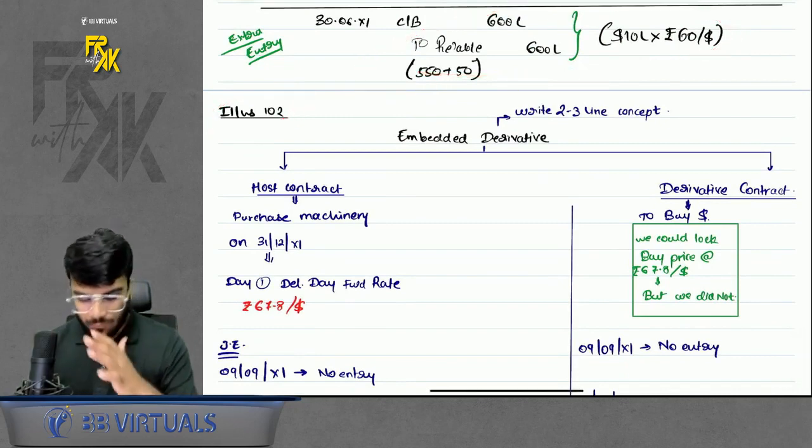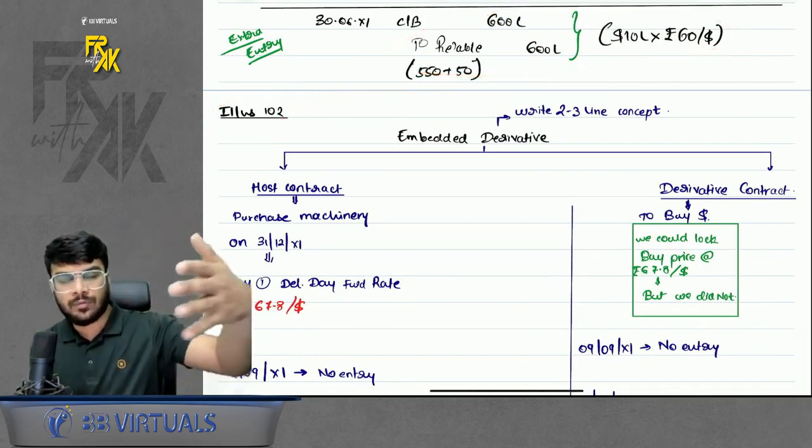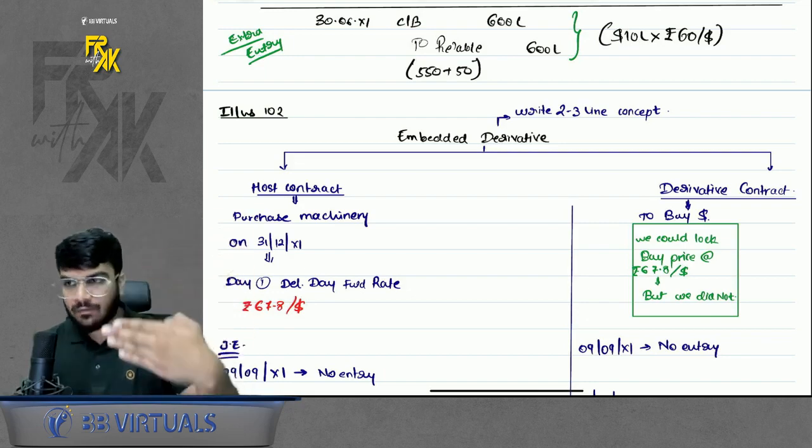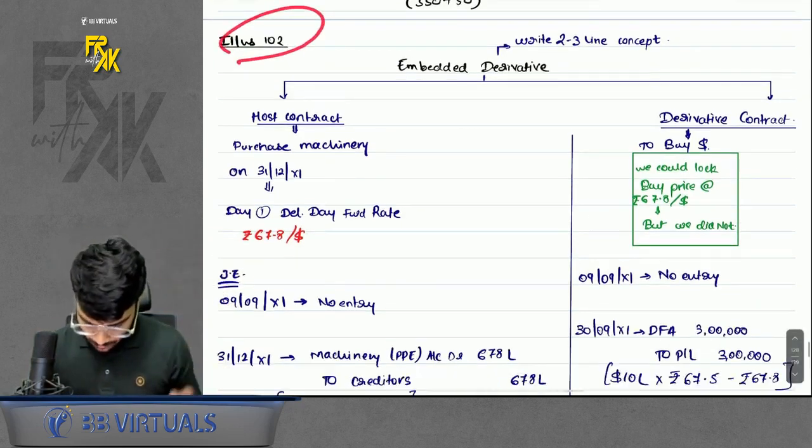There is also one more illustration in my book, illustration 102. You can try that in homework. It is fairly simple. If you are through with illustration number 100 and illustration 119, this is going to be very simple for you. Just give it a try.